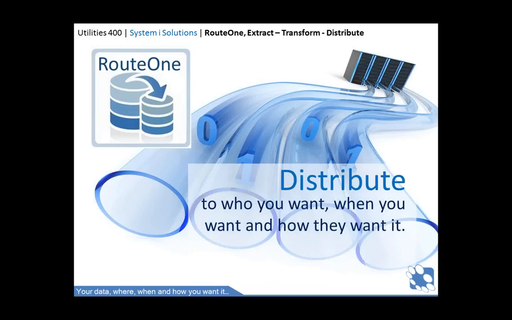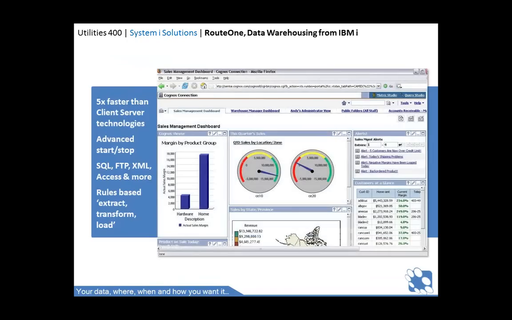Finally, we have distribute. Distribute your data in the format of choice at speeds of up to 5 times as fast as conventional client-server technology. Trigger emails, populate warehouses, securely send files, schedule events, fax, and even SMS. RouteOne has a wealth of options for the distribution of data from the IBMI to most other platforms.